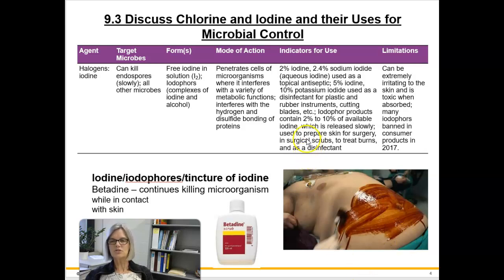It can also be used in surgical scrubs to treat burns, for disinfectants, but probably this is one of the most common ways. Oh, also you've probably seen, if you've ever donated blood, they give you a little swab on your arm before they put the needle in. And so the needle's sitting there for the next 20 minutes or so, and microbes continue to be killed on your skin. It can be irritating and toxic, and some people are actually allergic to iodine. But it's actually a very useful antimicrobial, mostly used as an antiseptic.